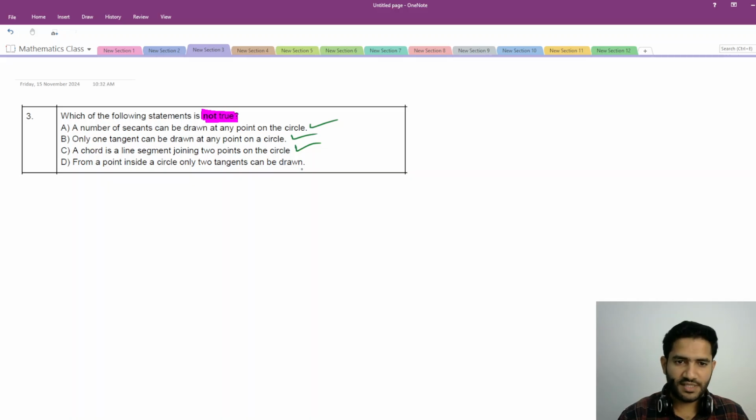From a point inside the circle, only 2 tangents can be drawn. It is not possible, because only one tangent can be drawn at any point on a circle. So from a point inside, we cannot draw one. So this is the wrong statement. So that means D is the wrong statement, that's why D is the answer.